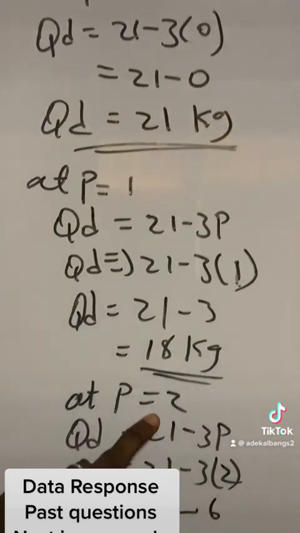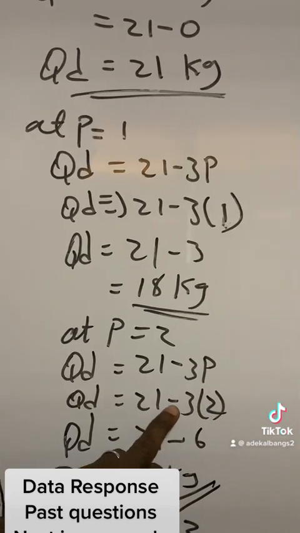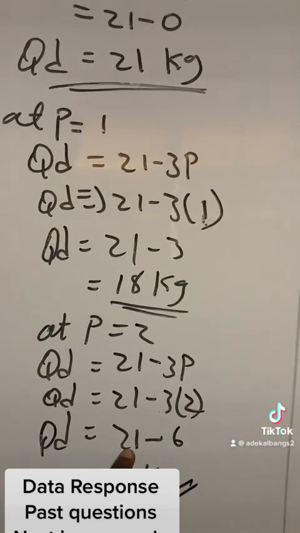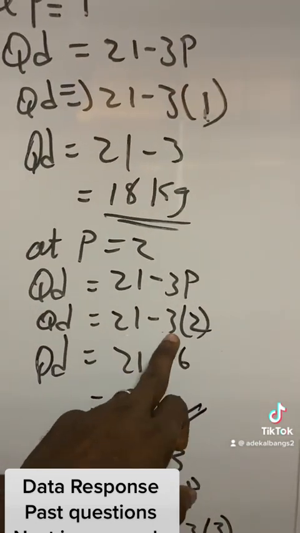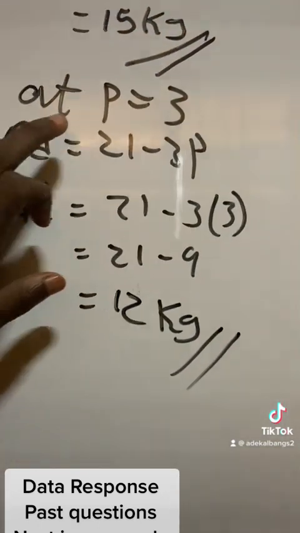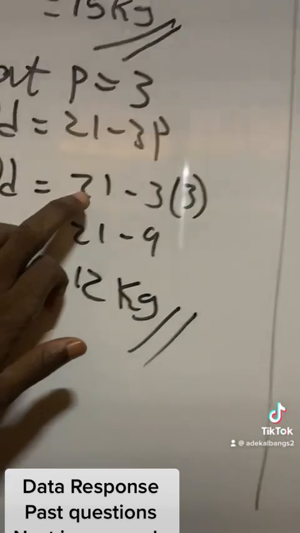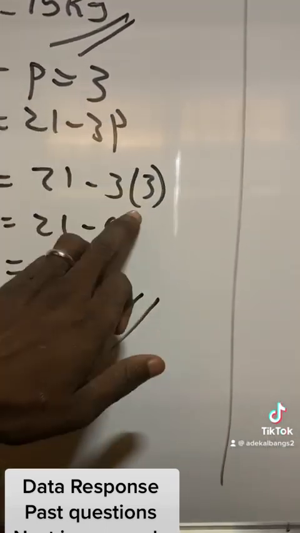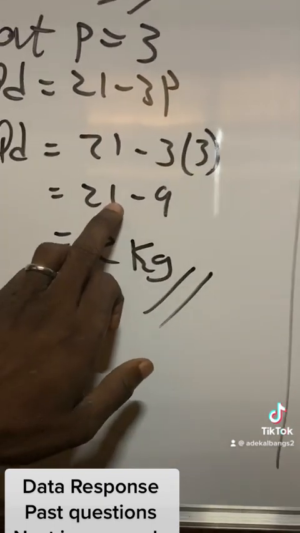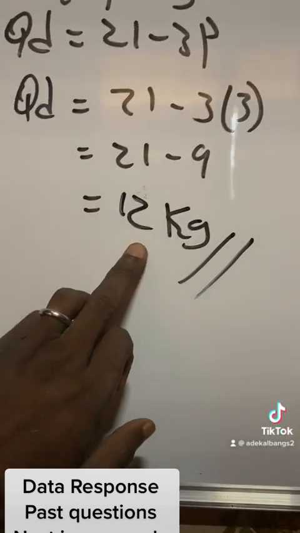At p equals to 2, you realize that QD is equals to 21 minus 3p. So you substitute p by 2, and you have now quantity demanded is equals to 21 minus 6, because 3 times 2 is 6, and you have now 15 kilograms. When the price increases to 3, quantity demanded is now equals to 21 minus 3, replace p by 3, you have 21 minus 3 times 3 is 9, and 21 minus 9 is 12 kilograms.